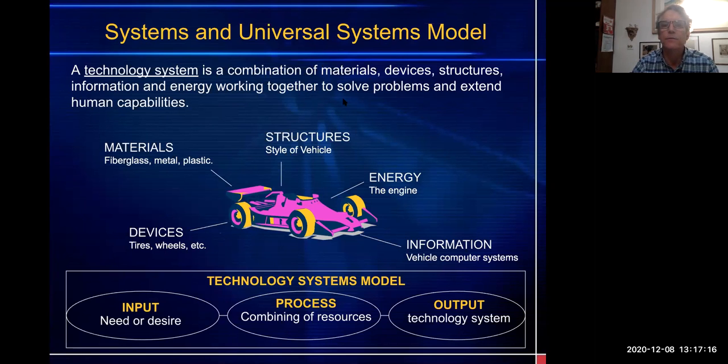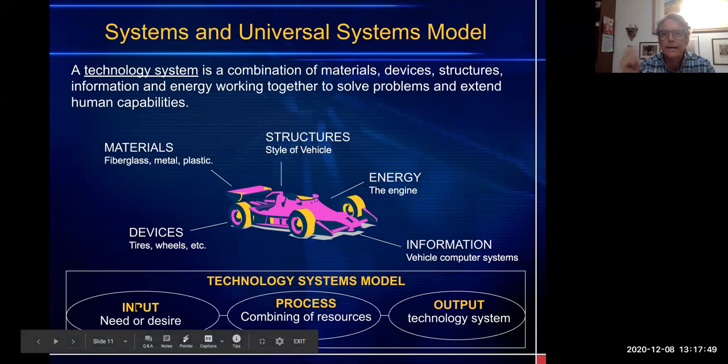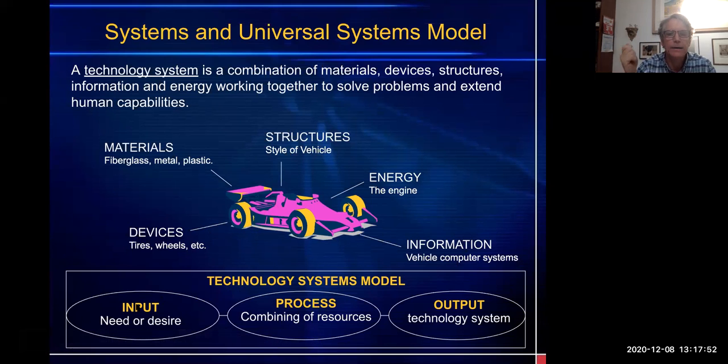A technology system is a combination of materials, devices, structures, information, and energy working together to solve problems and extend human capabilities. Materials like fiberglass, metal, and plastic, structures, style of the vehicle, energy, the engine or the gasoline for the engine, information, vehicle computer systems, devices, tires, wheels, etc. These are all part of a technological system. The technology systems model, input is a need or desire. I need something.